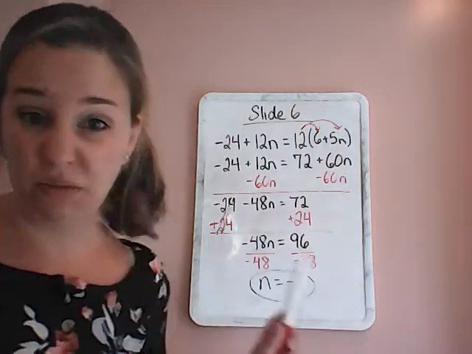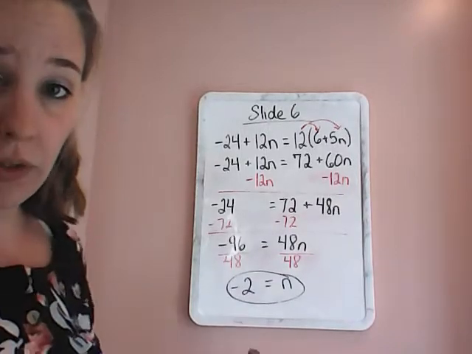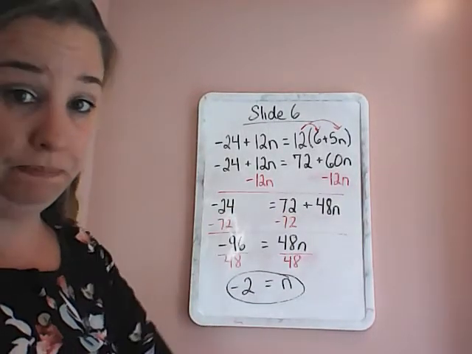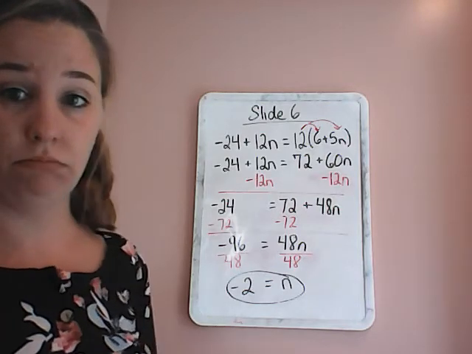I'm going to do another real quick way to do it the other way. Okay, so those of us who decided to subtract the 12n, this is how this one would be.